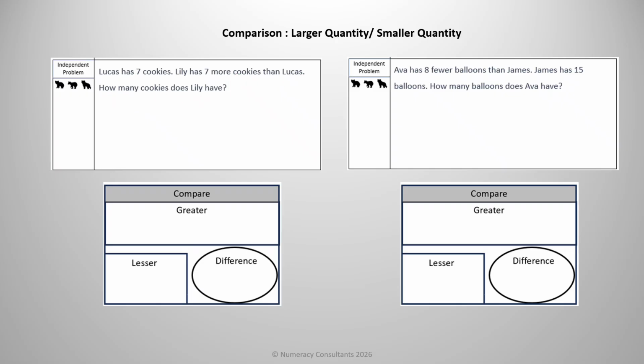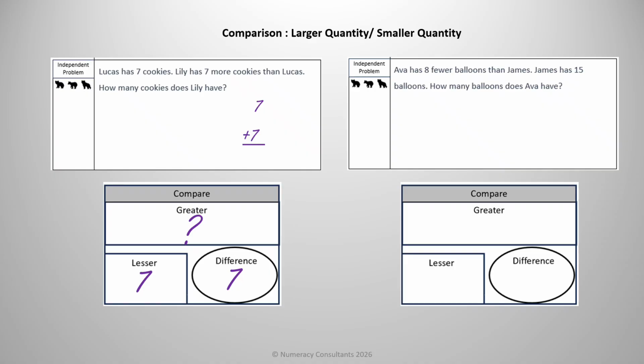Well, we know that we're comparing how many they have, right? And we're comparing what Lucas has with what Lily has. We're trying to figure out how many Lily has, okay? So again, Lucas has 7 cookies, and Lily has 7 more cookies than Lucas. So Lily doesn't have 7 cookies, she has 7 more. So we know that Lucas's cookies are the lesser amount for this one, okay? And now we have to say, okay, Lily has 7 more cookies than Lucas. So we know the difference also is 7. And we also know that we don't know exactly how many cookies Lily has. That's what we're solving for. So when we set this up, we know that it'd be 7 plus 7.